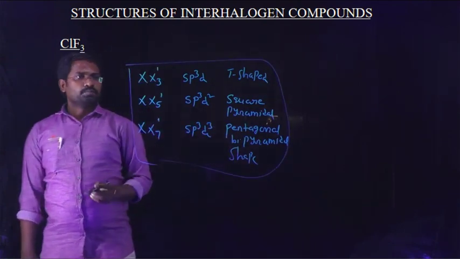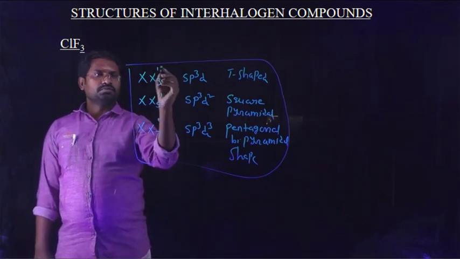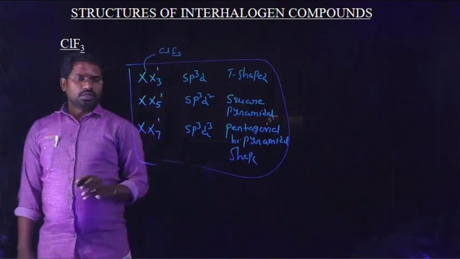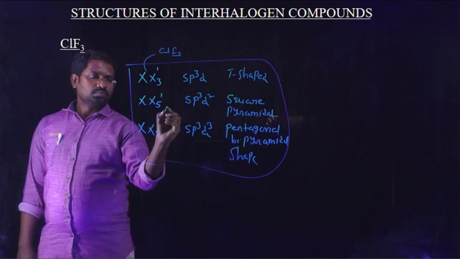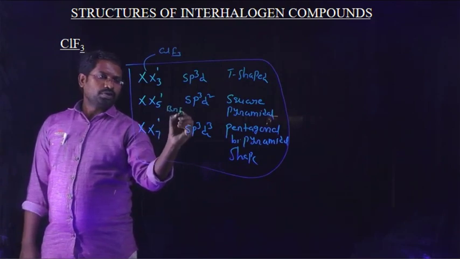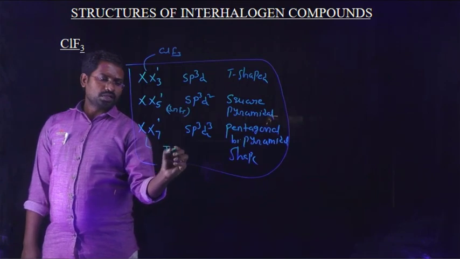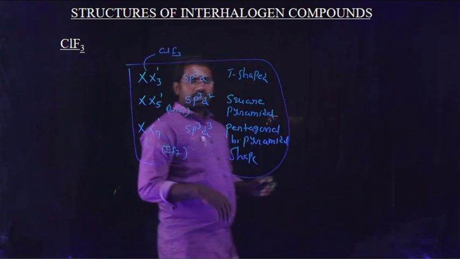In case of XX3, the best example is ClF3. In case of XX5, the best example is BrF5. In case of XX7, the best example is IF7. So coming to the structure of ClF3.